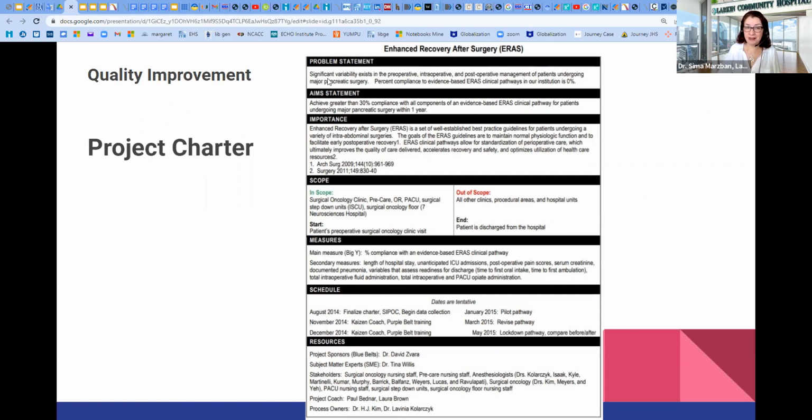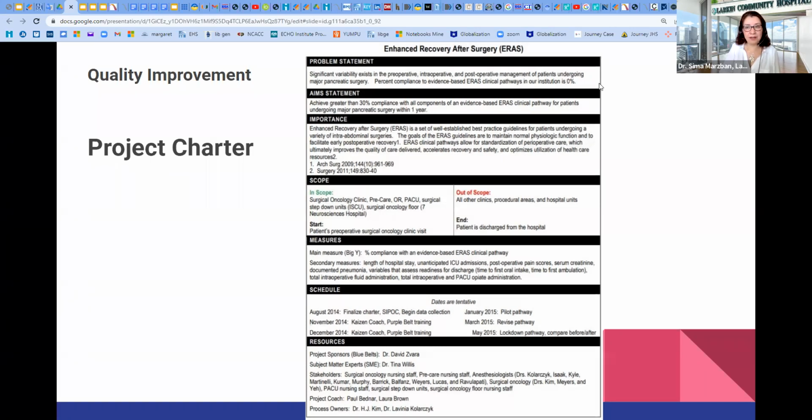Problem statement again. Here, the problem is significant variability exists in the pre-operative, intra-operative, and post-operative management. You see, the aim is achieving greater than 30% compliance. The team realized that their compliance now with those advanced guidelines is only 0%. They are not compliant with the procedure, with advanced systems. And their aim is achieving greater than 30% compliance.